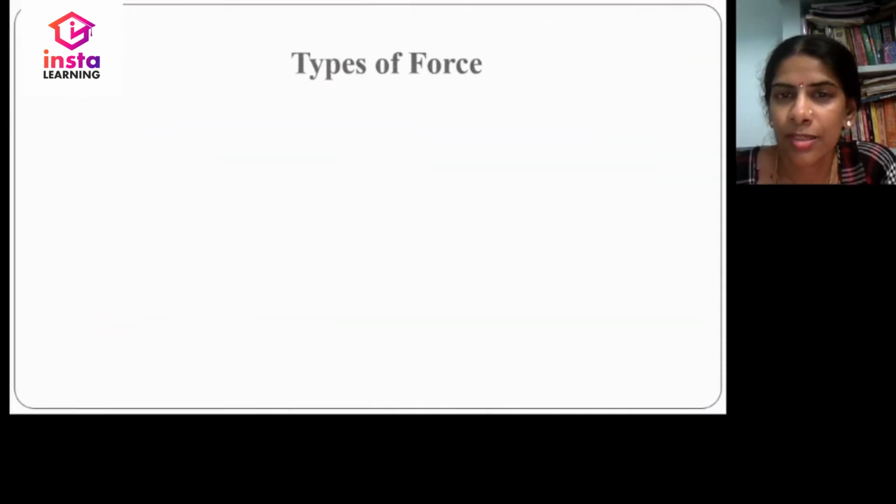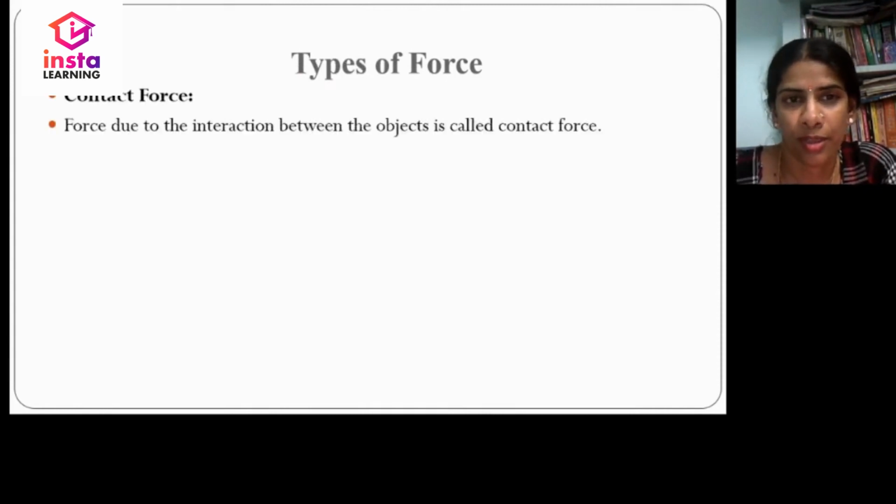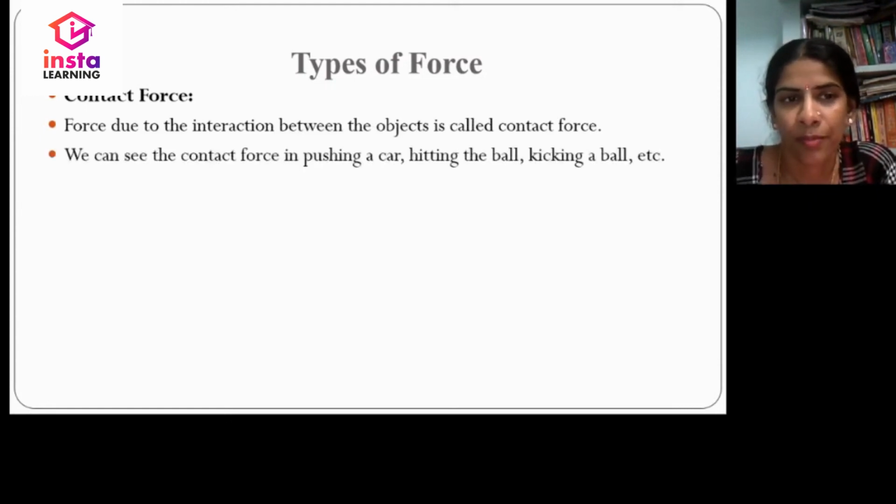Let us now discuss the different types of force. Contact force. Force which is formed due to the interaction between objects is known as contact force. We can see contact force in pushing a car. You are pushing, that is an interaction between the objects. Hitting a ball, kicking a ball, etc. It includes muscular force.